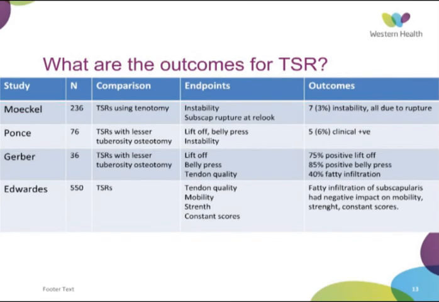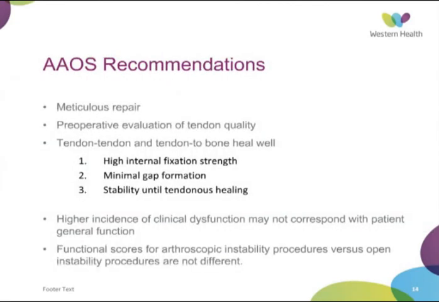Evidence of fatty infiltration with the lesser osteotomy. And in this multi-center study of 550 total shoulder replacements, they found that if you did a tenotomy of subscap, you had fatty infiltration of the tendon and a negative impact on mobility, patient strength, and clinical outcome score called constant score.